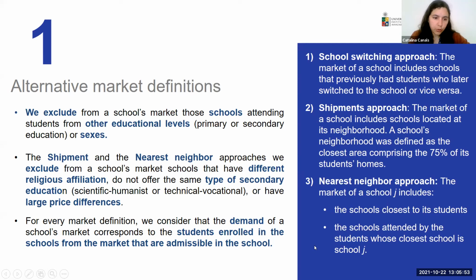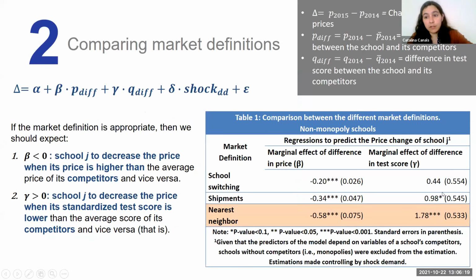And for every definition, we assume that the demand of the market were the students enrolled in the schools of the market that are admissible in the school that we are analyzing. We also tried different specifications of this definition, trying different neighborhoods, for example, different price thresholds, and our outcomes were robust to those variations. So once we have these 3 different definitions, with each definition, we estimated the following model.